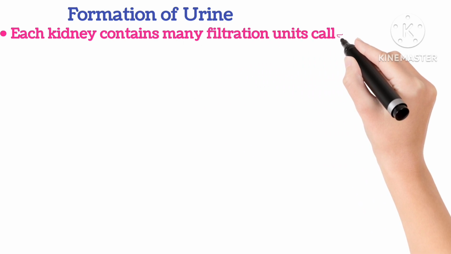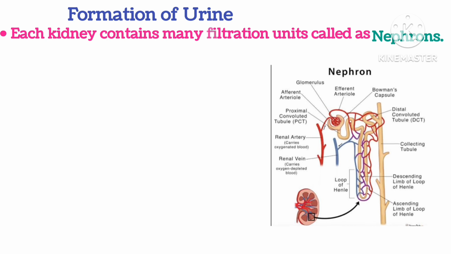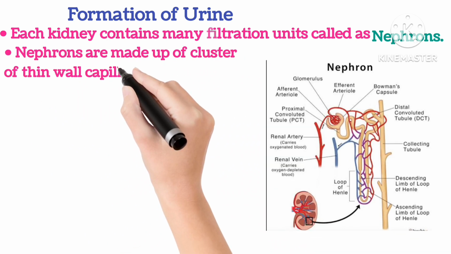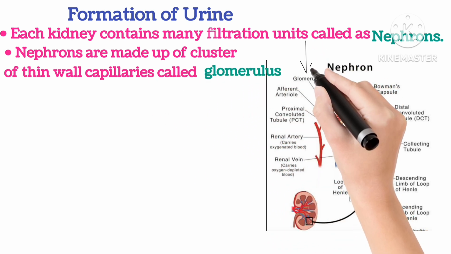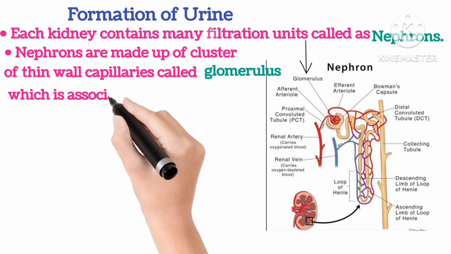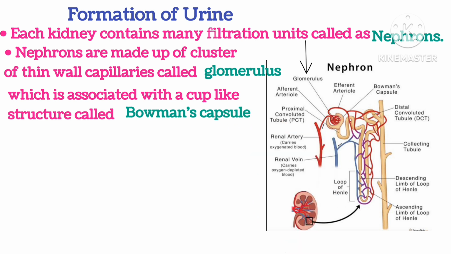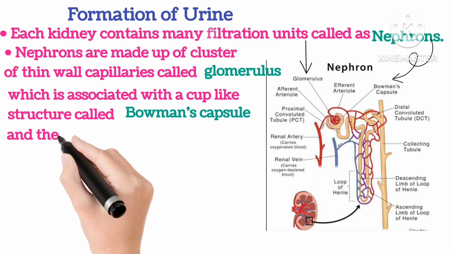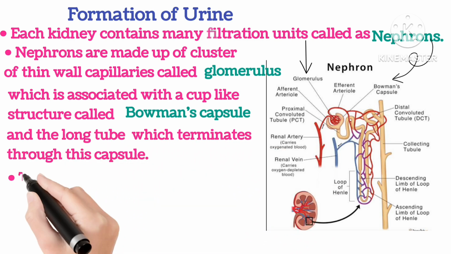Formation of urine. Each kidney contains many filtration units called nephrons. You can see in the picture. Nephrons are made up of a cluster of thin walled capillaries called glomerulus, which is associated with a cup-like structure called Bowman's capsule, and a long tube which extends from this capsule.